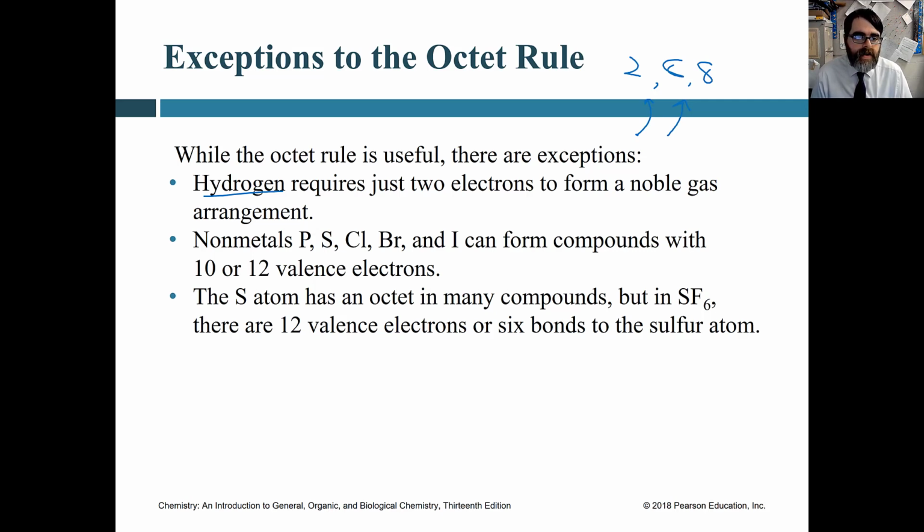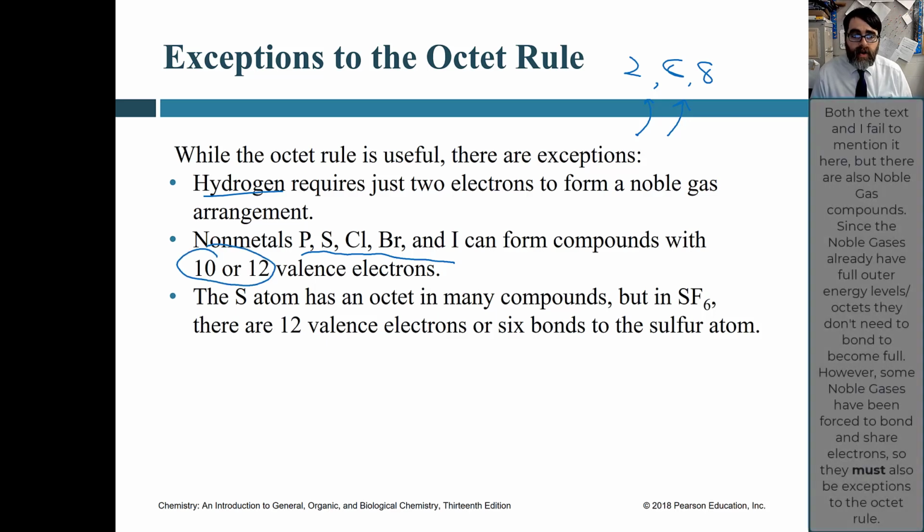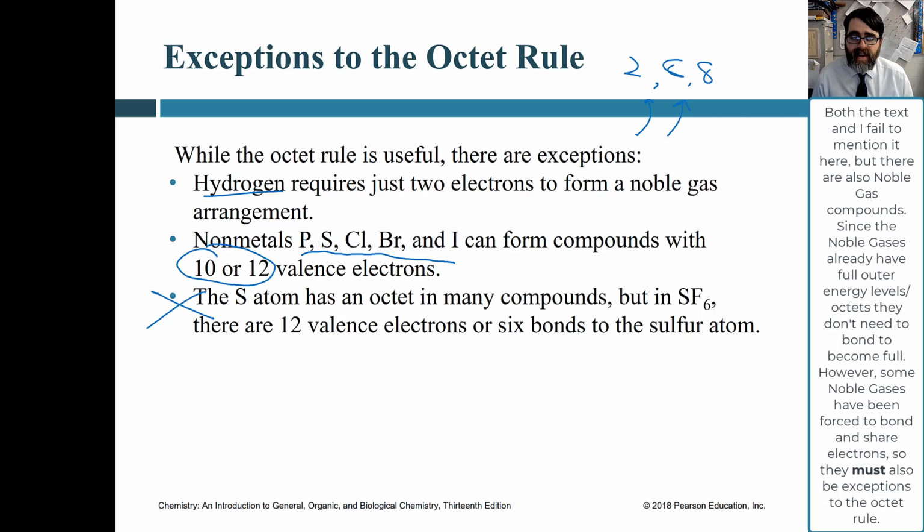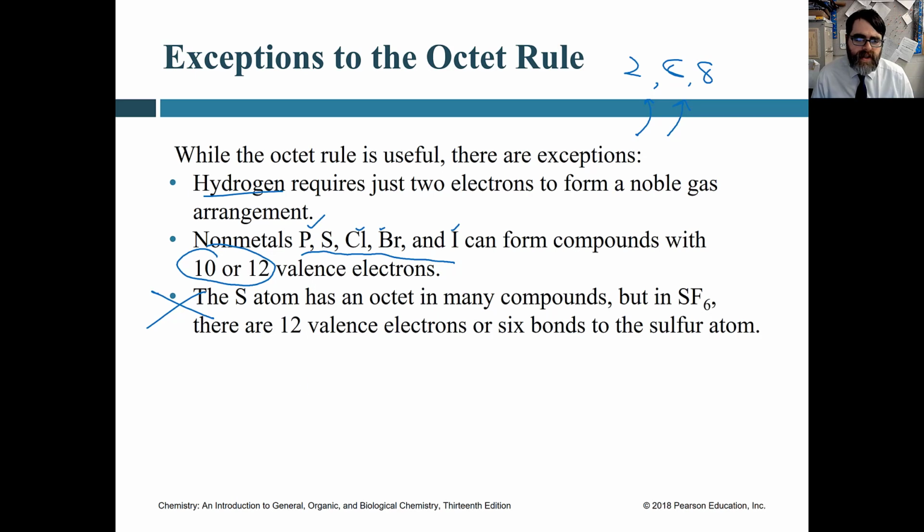Some nonmetals, like those, can actually form compounds that have 10 or even 12. I don't know why they list sulfur here, again, because phosphorus, it turns out, does the same. Chlorine, bromine, iodine, they do the same thing, where they can have extra valence electrons around them. I will also say there are some, like beryllium and boron, that can actually have fewer and be exceptions to the octet rule. Actually, nitrogen joins that list as well.